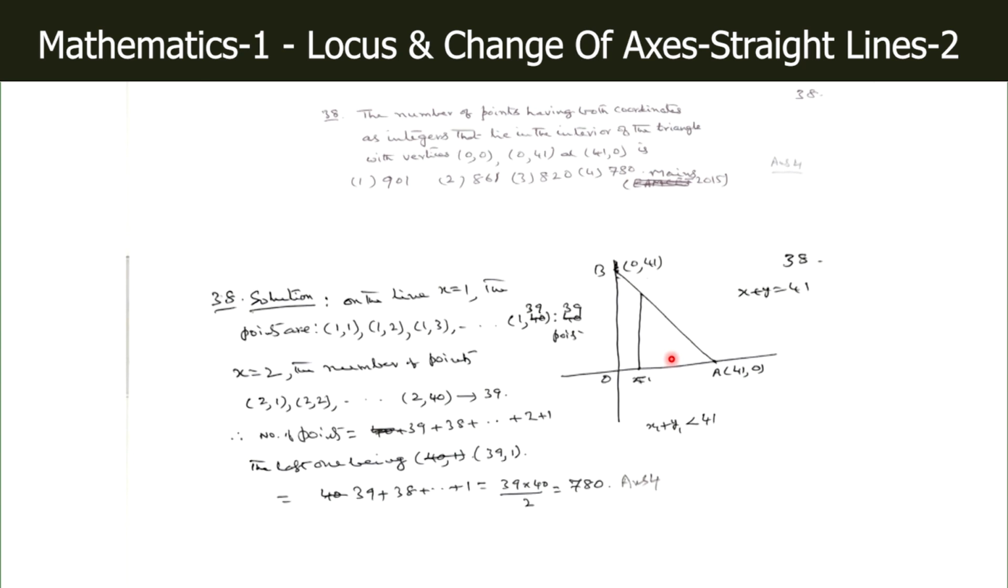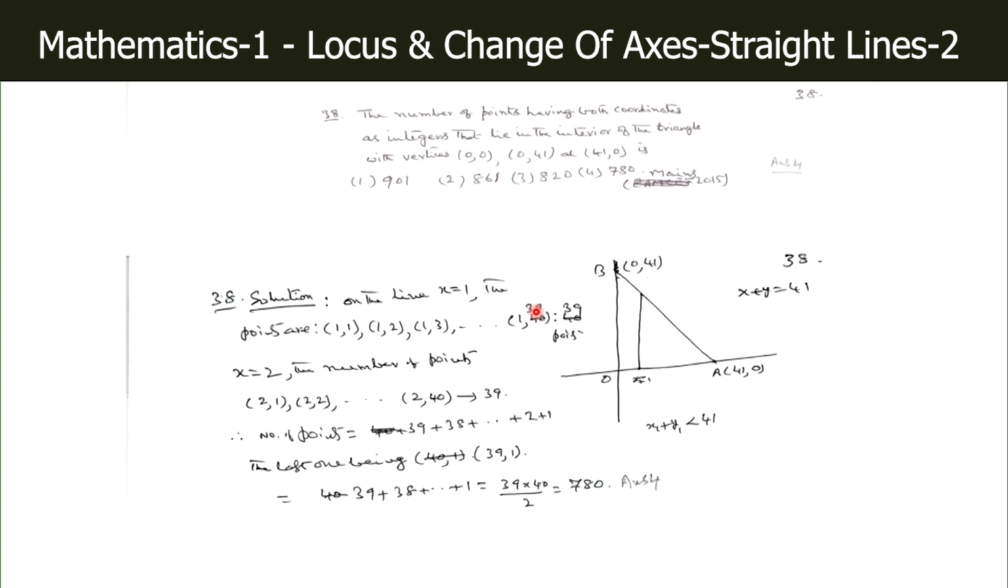Now, you will count the number of integral points on the line x is equal to 1. On the line x is equal to 1, the points which lie inside the triangle are 1, 1, 1, 2, 1, 3, etc., 1, comma 39. Because 1, comma 40 we don't get, because 1, comma 40 means x plus y is equal to 41. That means the point lies on the side, the hypotenuse AB. But it is asked for internal points inside the triangle.